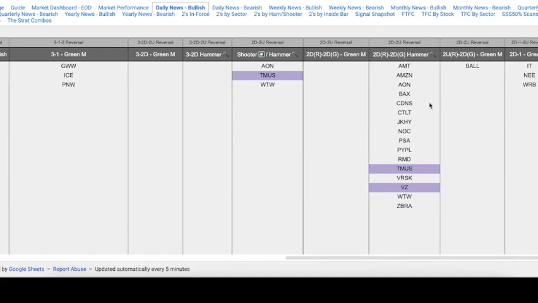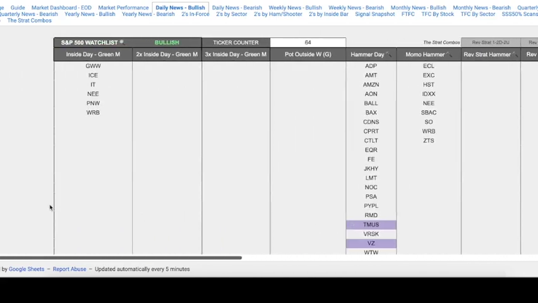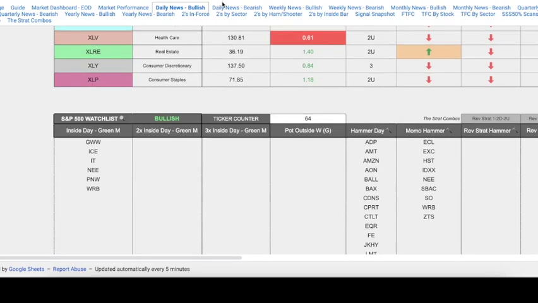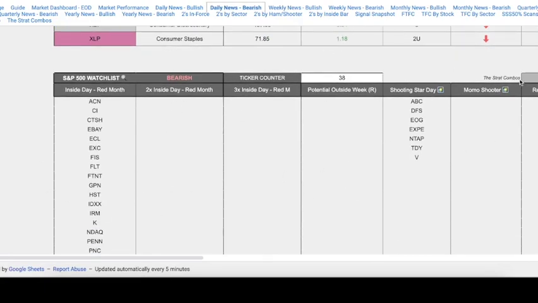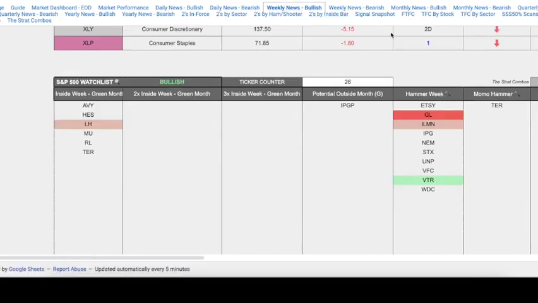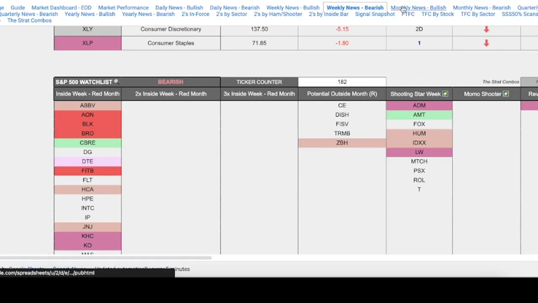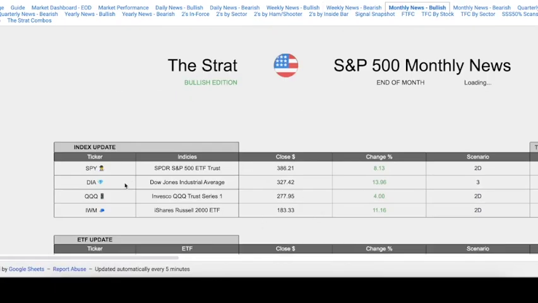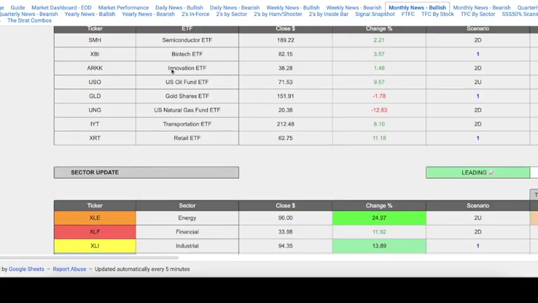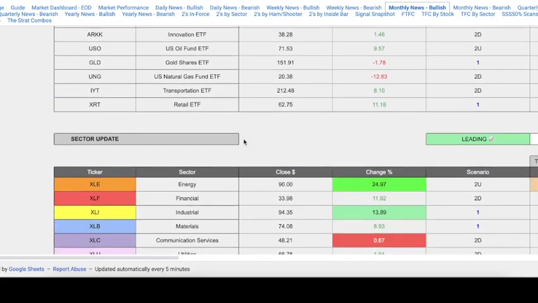So, it's not as easy as Run Strat was, I'll say, but it's actually way more comprehensive. So, that's the daily news, and then it's the same thing with the bearish. It's just obviously bearish, and you get the strat combos over here. Weekly, do the same thing, bullish and bearish, and then monthly, you can look at the indexes, the ETFs.